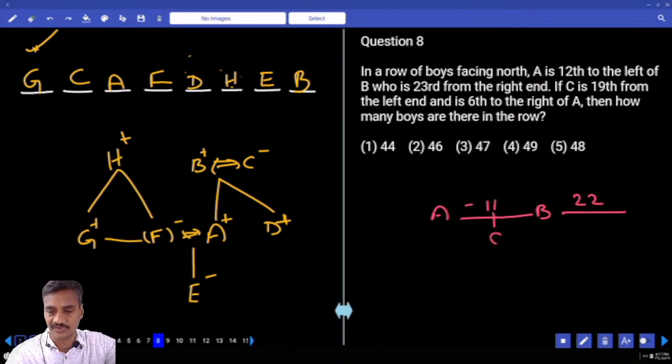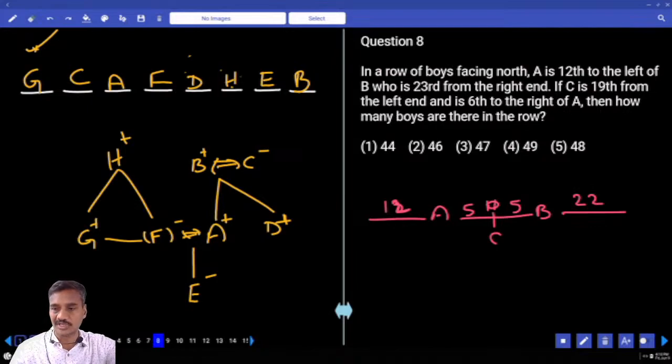6th to the right of A means 5 persons here. 5 plus 1, 6, plus 5, 11. C is 19th from the left hand side, so 5 plus 1, 6, and 6 plus how much? 13. 13 plus 6, 19. C is 19th from the left hand side, so this is 12. 12 plus 1, 13. 13 plus 5, 18. 18 plus 1, C.